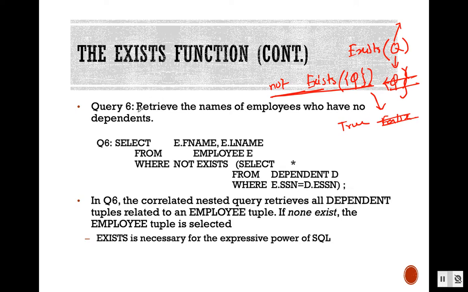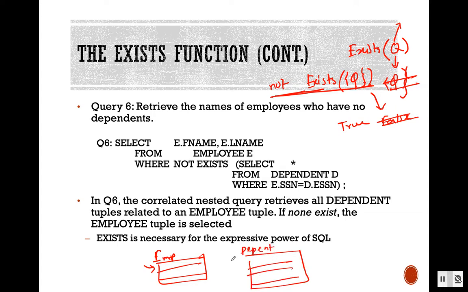So in some cases we may have to use the not exist function. So let's see one example. We want to retrieve the name of employees who have no dependents. So we want to retrieve the name of employees who don't have any dependents. How can we find that? For each employee we are going to check in the dependent table whether this employee has any dependent. If we find that the employee doesn't have any dependent, the correlated nested query we run is going to return a null set.